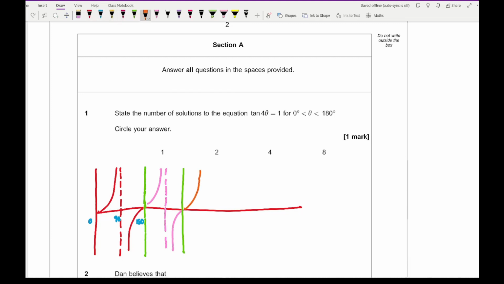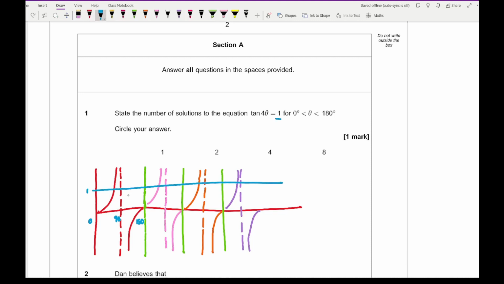So then here I've got this next one, and I'm slowly running out of colours. I've then got this. So this shows 4 regions of 180. Now if I then draw tan theta equals 1, so draw where it equals 1, I can see that for every one of these it's going to be a total of 4. So the one I need to circle is going to be the third option.